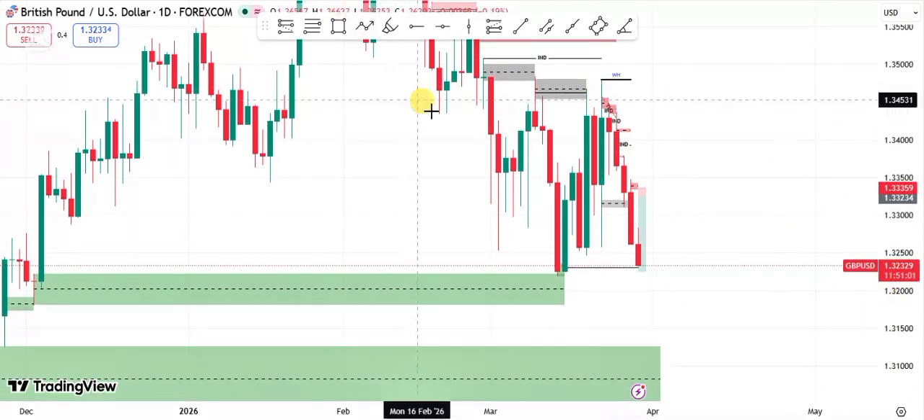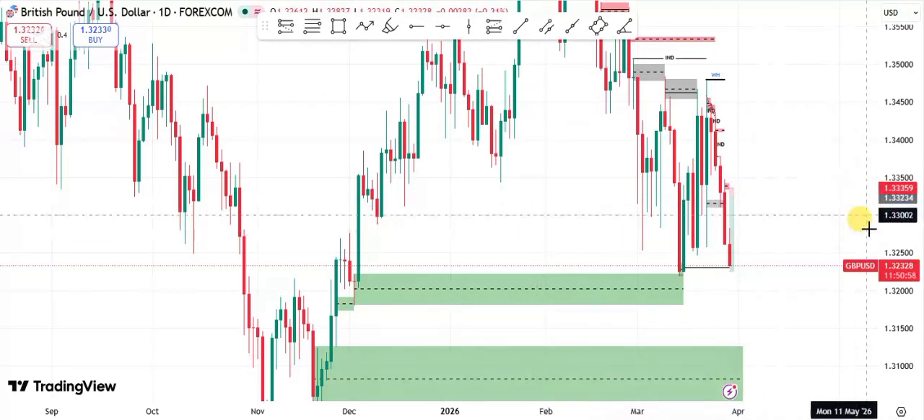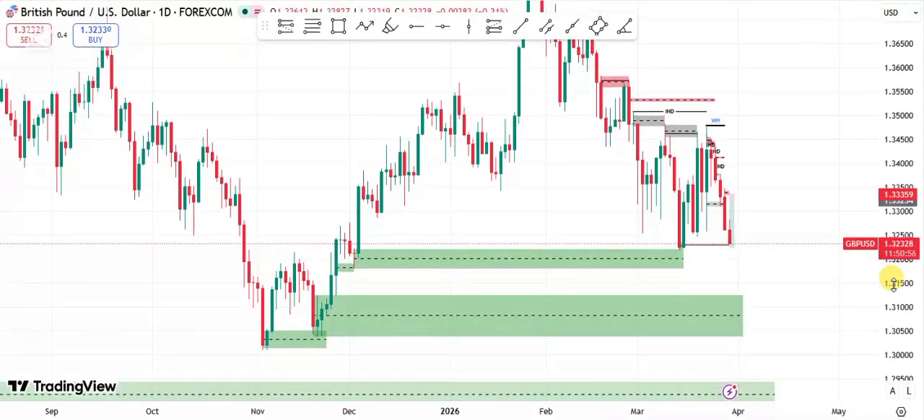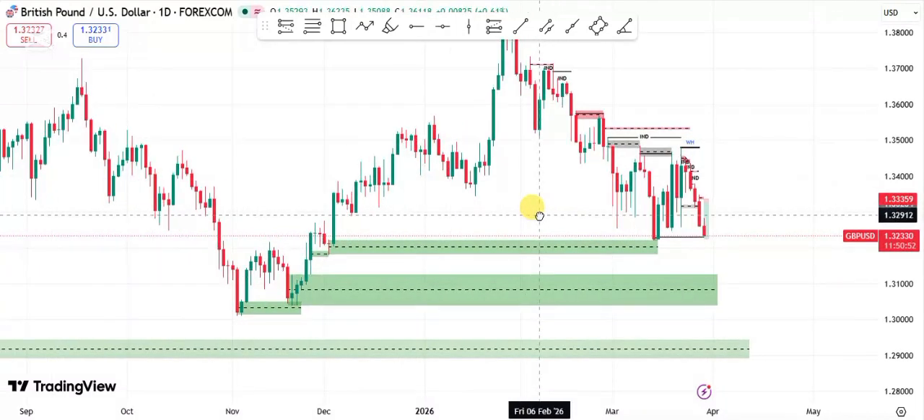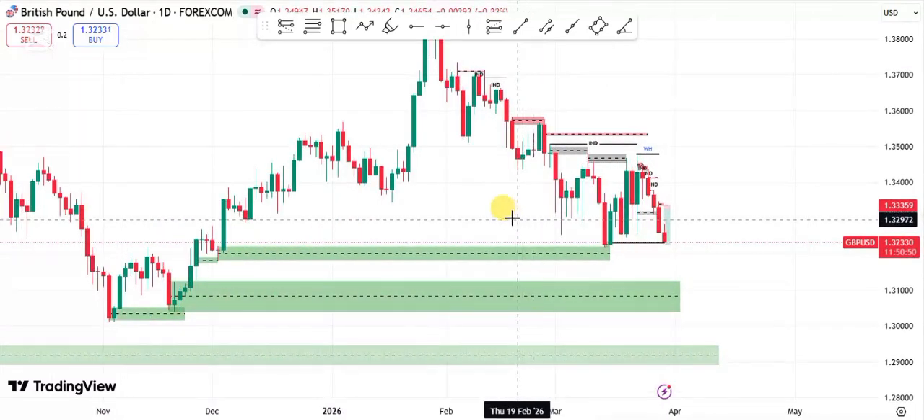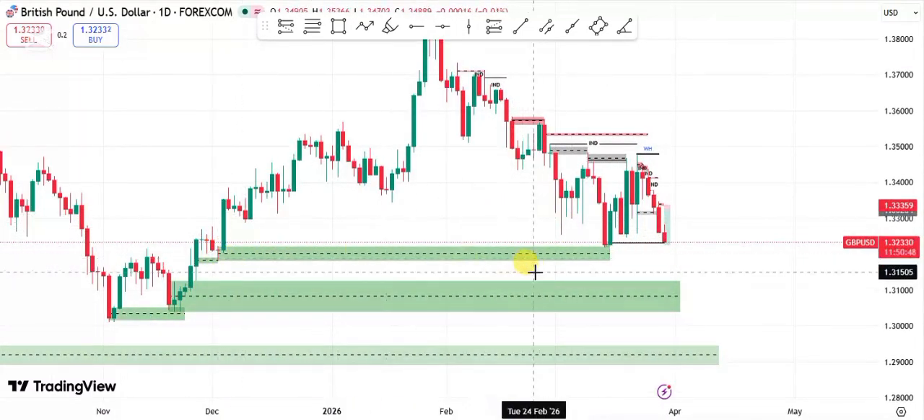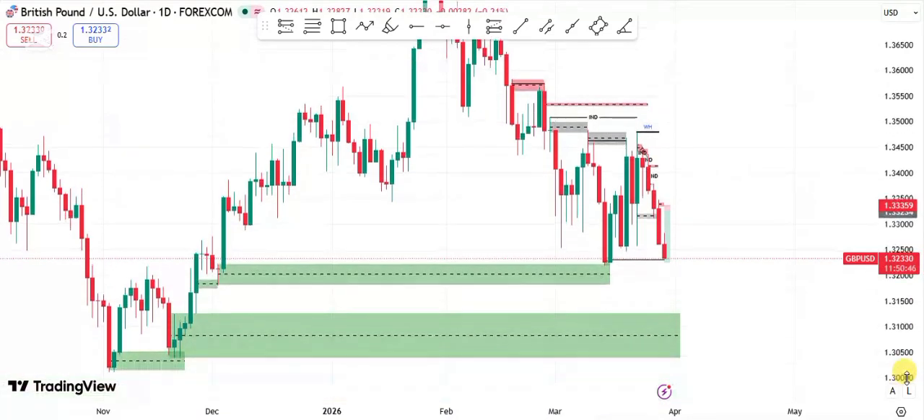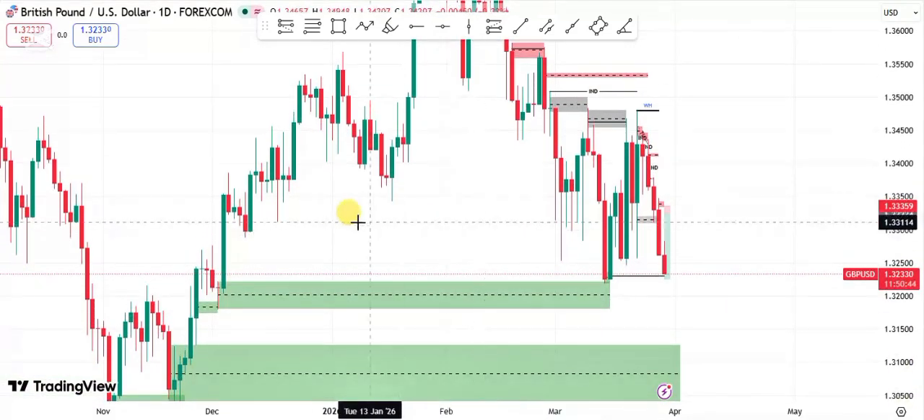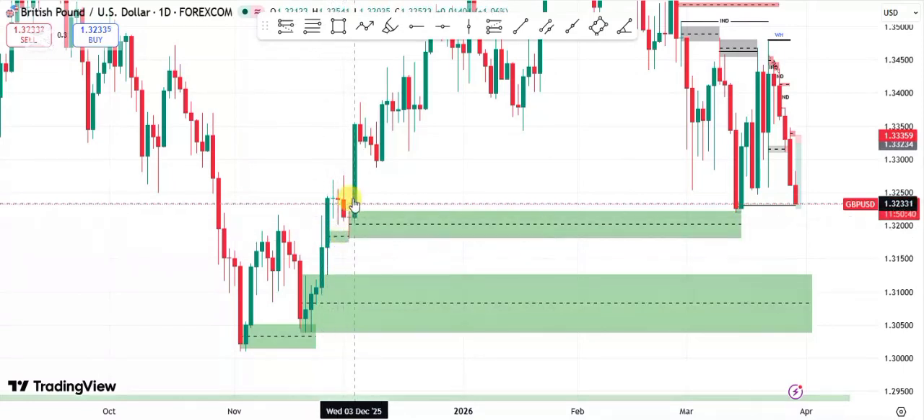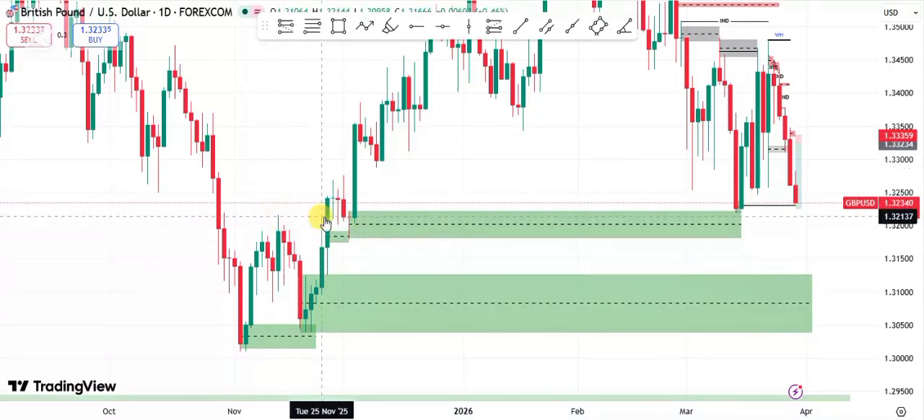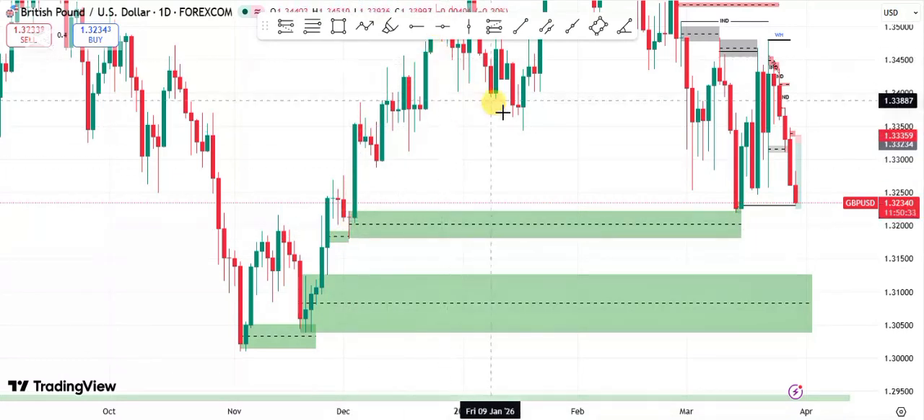So I started by coming to the daily, right? I came to the daily and then I observed the order flow. I discovered that the order flow on the daily was bullish. Well, how did I know that? Price broke structure, mitigated the zone, and then continued moving upward.